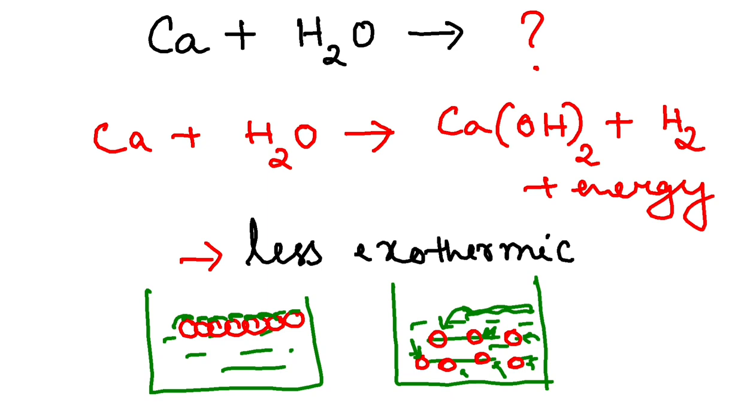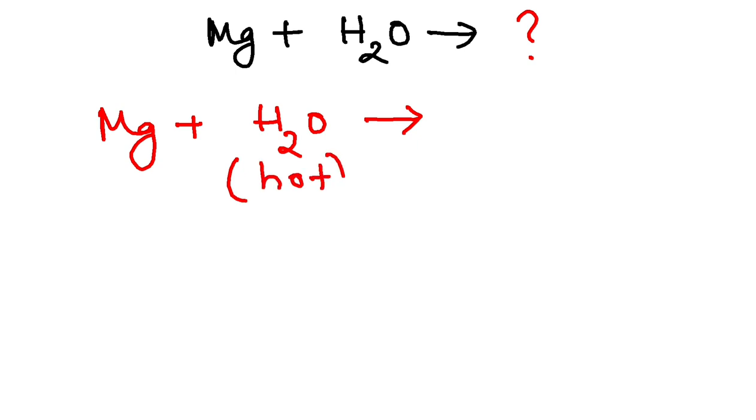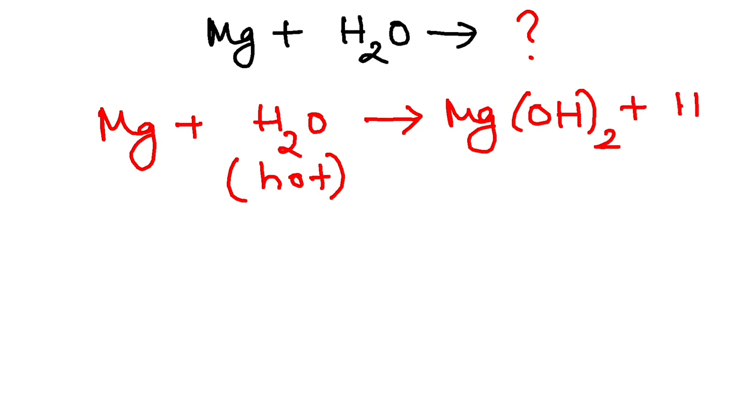Alright, the next metal we are going to discuss is magnesium. The reaction of magnesium with water is special in the sense that magnesium does not react with cold water. Rather, this water has to be hot water. Then only magnesium will react, and of course it will produce magnesium hydroxide, Mg(OH)2, plus hydrogen gas. And you have to notice something over here. There is no heat released, there is no plus energy. That means the reaction is not at all exothermic.